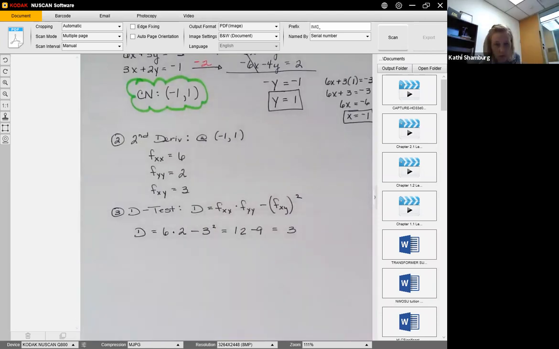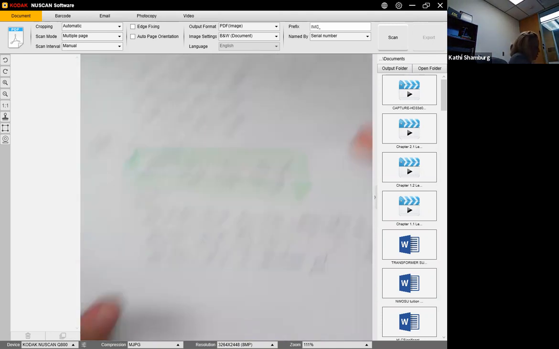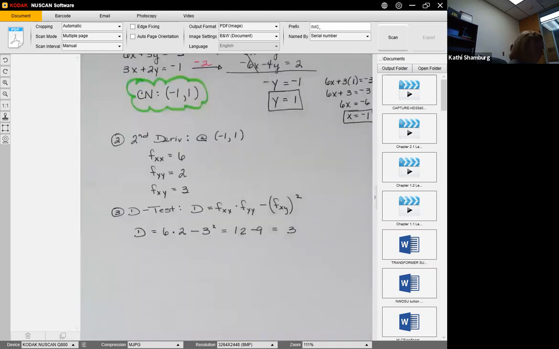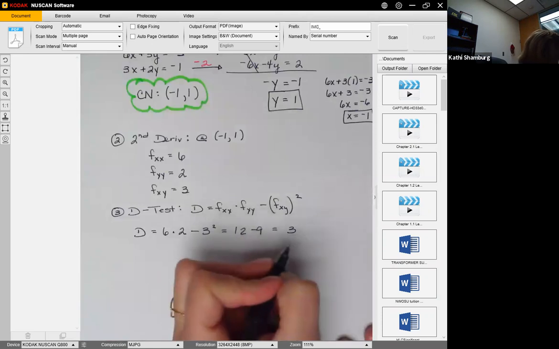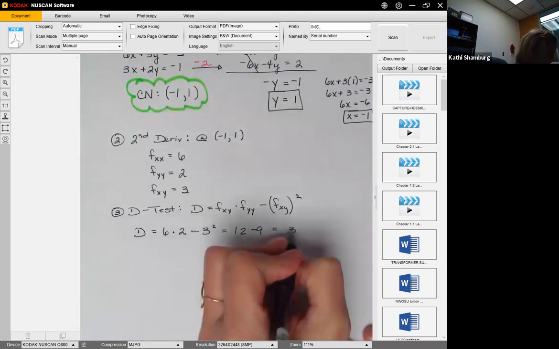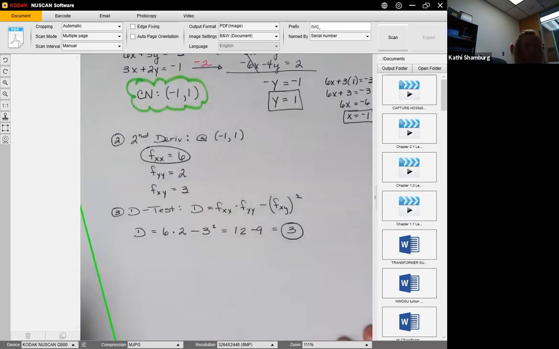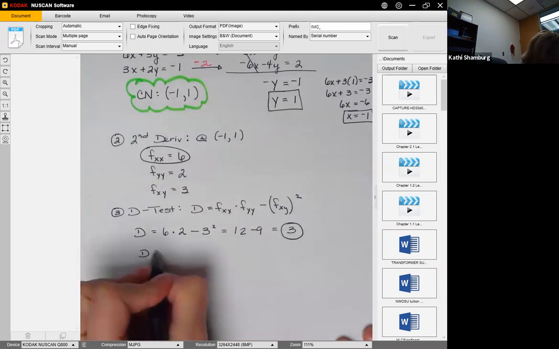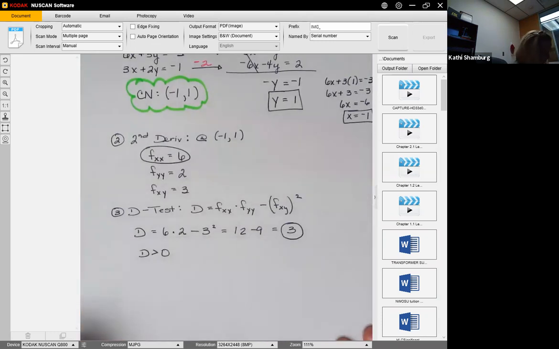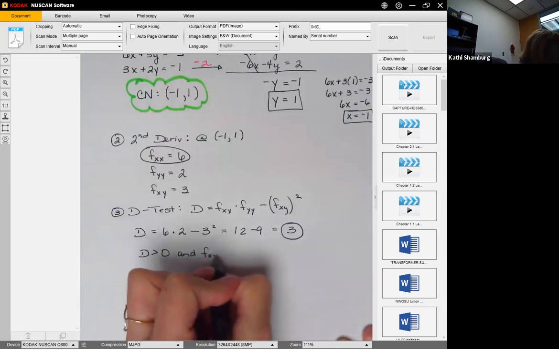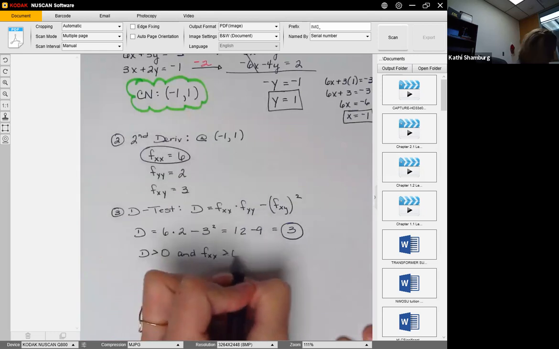Now we are going to consider what our results are. This is where we look at the results. If you remember, we look at what D is and what f sub xx is. So my D is positive, so it's greater than 0, and f sub xx is also greater than 0.